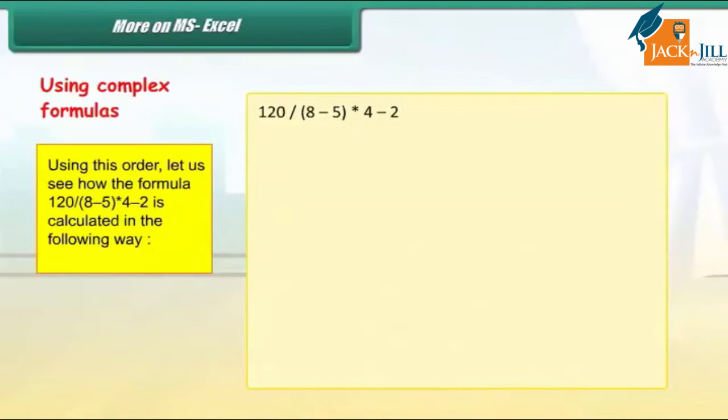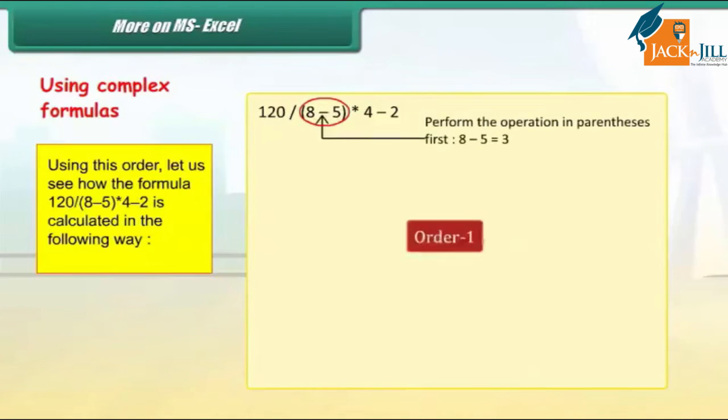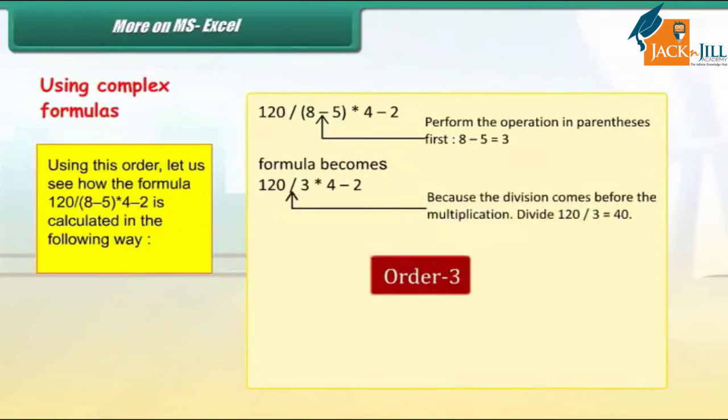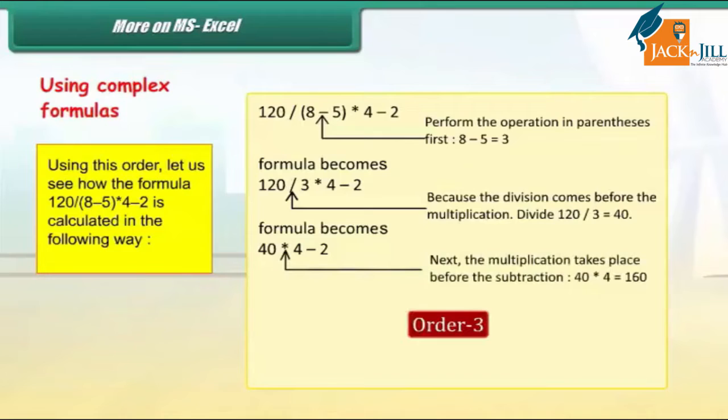Perform the operation in parentheses first. 8 minus 5 is equal to 3. Formula becomes 120 divided by 3 into 4 minus 2. Because the division comes before the multiplication, divide: 120 divided by 3 is equal to 40. Formula becomes 40 into 4 minus 2. Next, the multiplication takes place before the subtraction.